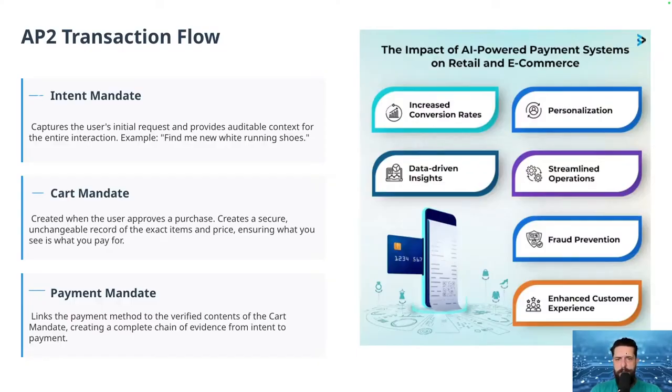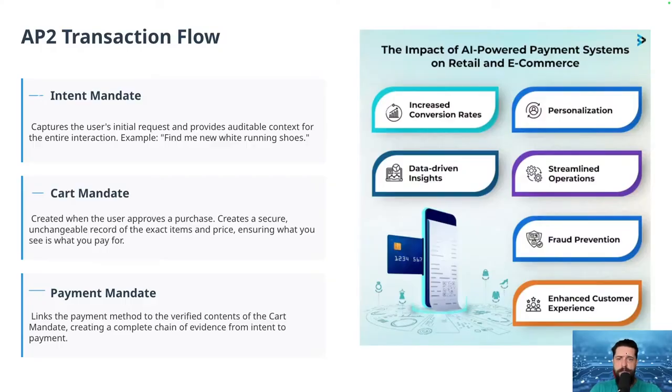The cart mandate is the second one. After your agent finds the shoes you want and you approve the purchase, a cart mandate is created. This is a critical step because it creates a secure, unchangeable record of the exact items, the price, and the merchant. It ensures that what you see is what you pay for.